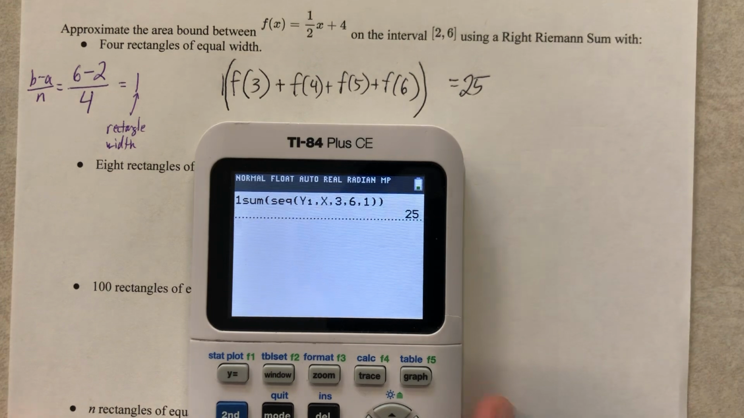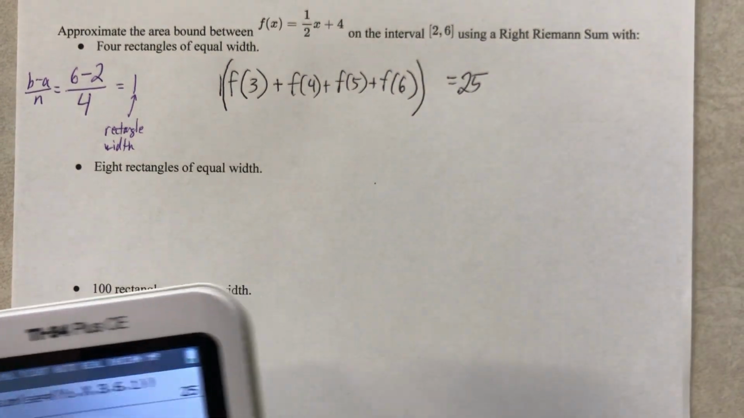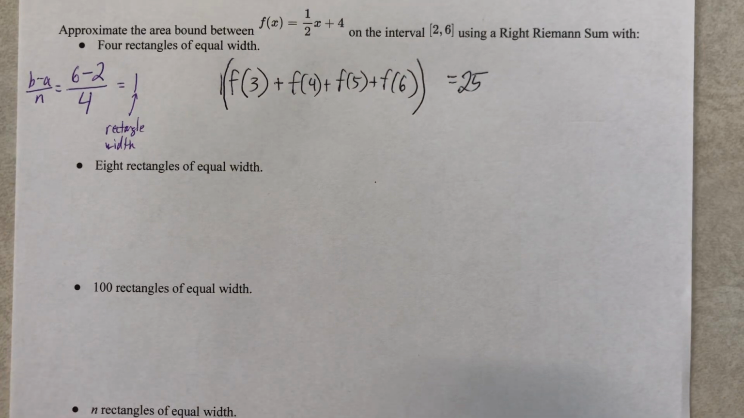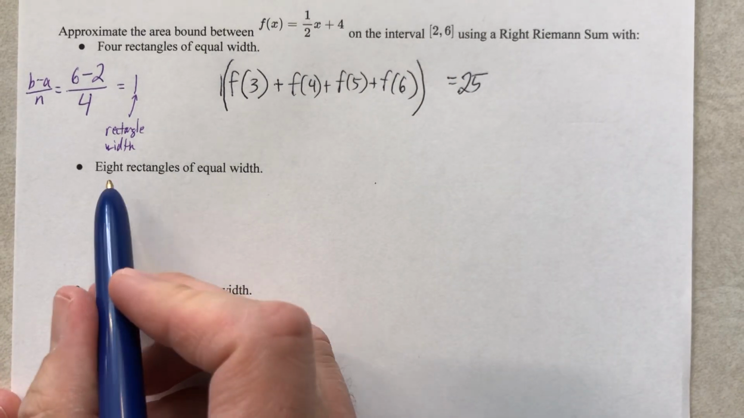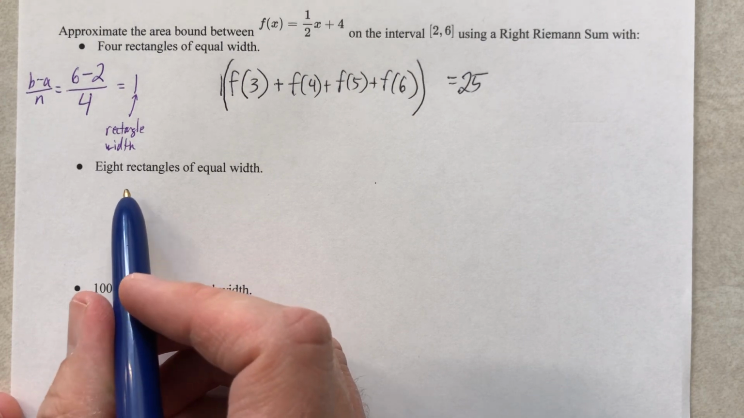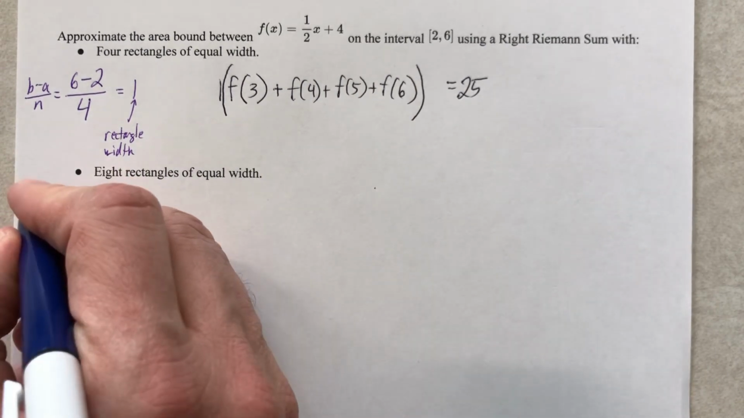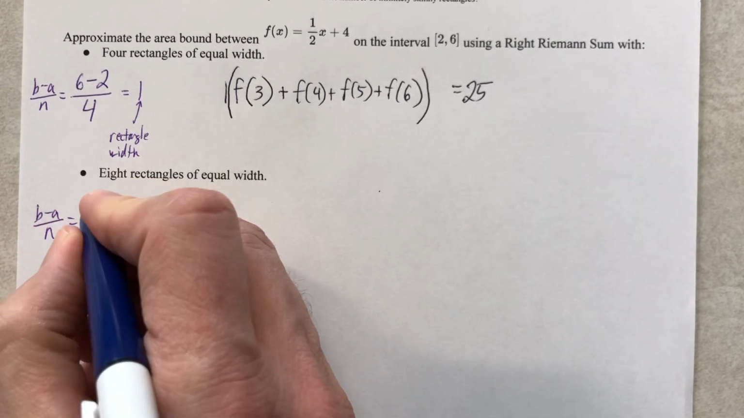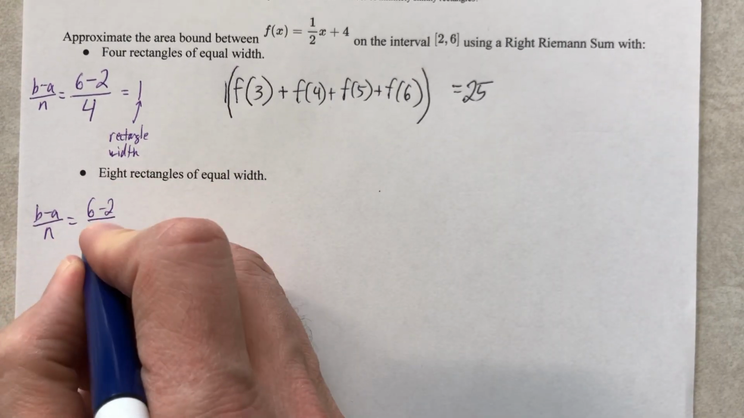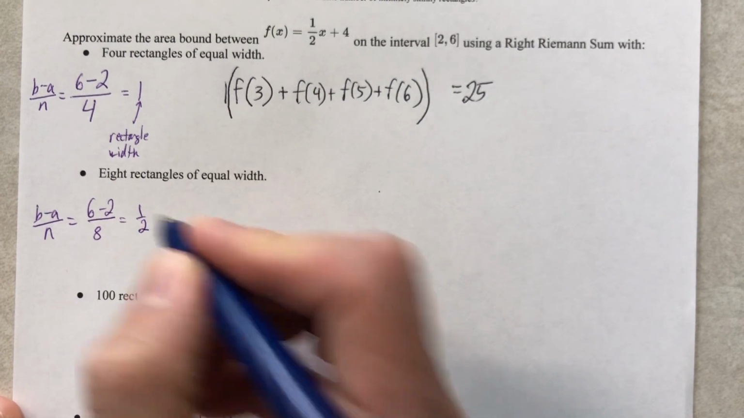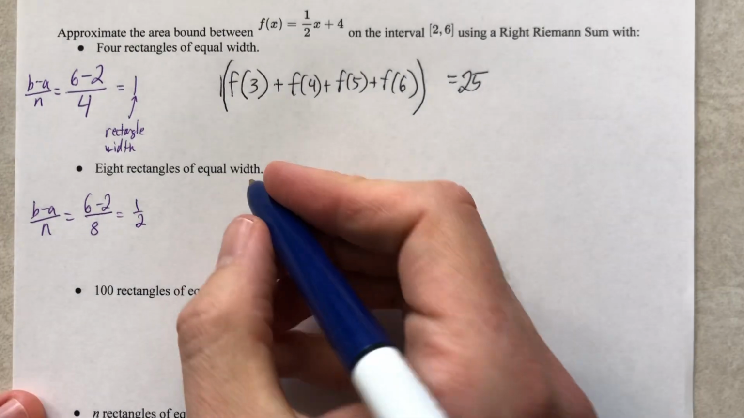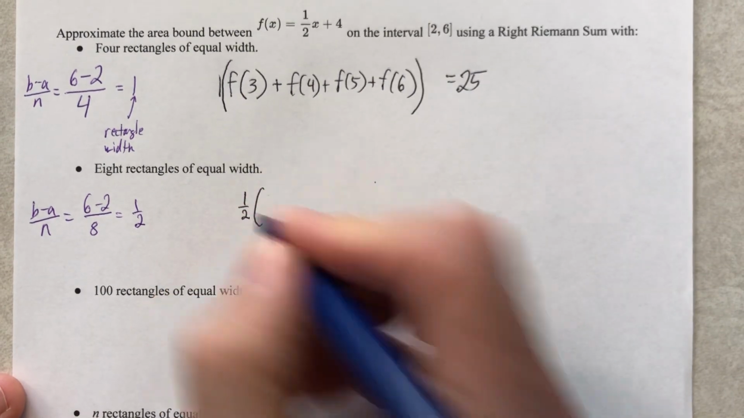Okay, this is going to start getting a little bit old because the patterns are going to become a little more obvious. So 8 rectangles of equal width. Same problem, different number of rectangles. So how many rectangles? 8. How wide is each rectangle? You probably already know it, but it's basically b minus a over n, which is 6 minus 2 over 8, which is 1/2. So my rectangle width is 1/2. So as I do this next one, it's going to be 1/2 times.